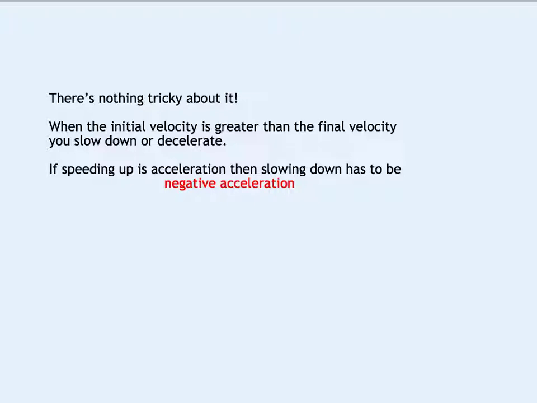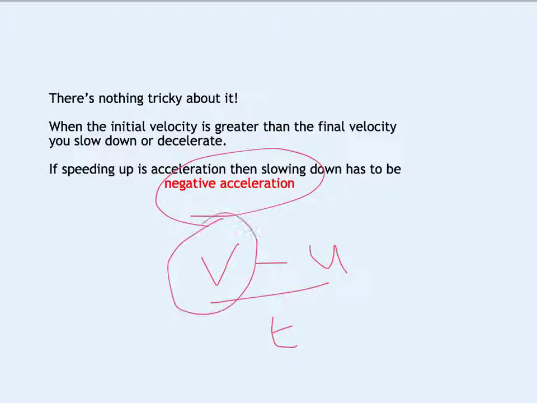And as I said, we call this a negative acceleration. The equation's the same, the calculation's the same, it's just you're going to end up with a negative value because you've still got the final minus the initial divided by the time taken. Well, clearly, if your final is smaller than the initial, you're going to end up with a negative value.